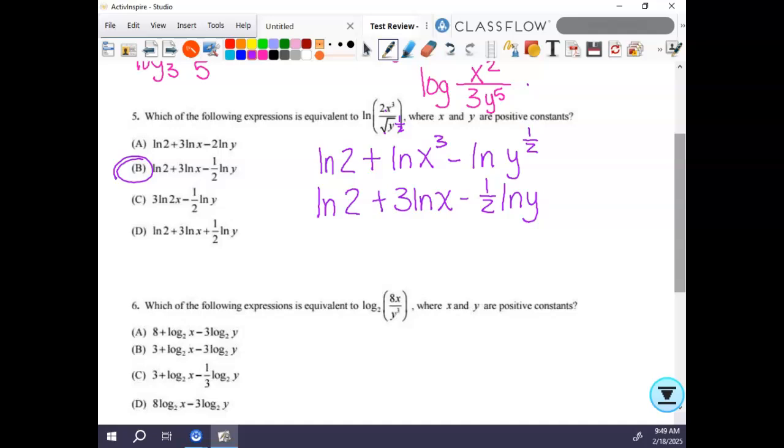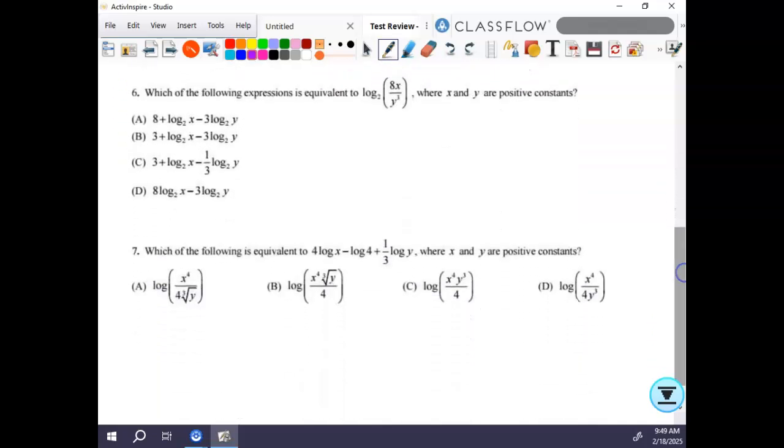Okie dokie. So same thing here. I'm going to split this apart. So I'm going to have log base 2 of 8 plus log base 2 of x plus log, nope, not plus, sorry about that, minus, because it's in the denominator, minus log base 2 of y cubed.